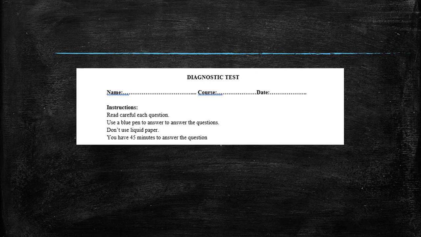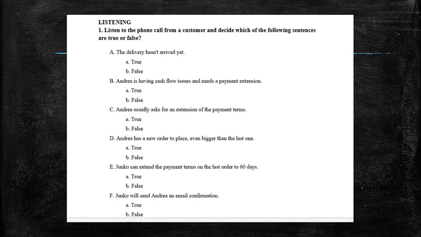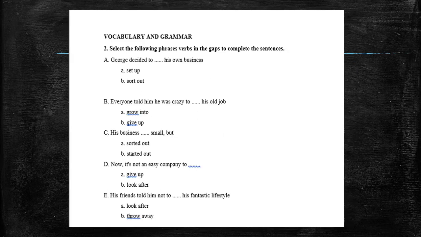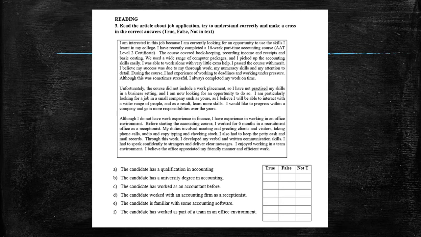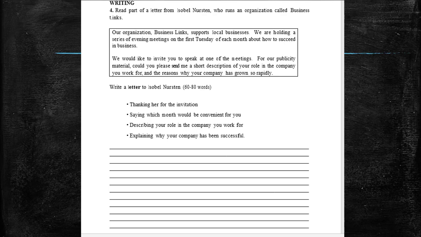First, we have the personal information of students and the instructions. We have to be clear in this part for students to avoid any misunderstanding. Then we have a listening part in which students have a multiple choice option and have to choose the answer. Then we have the vocabulary and grammar section in which they have to decide which option best fits in the gap. After that, they have the reading part in which they have to read the text and select true or false. Finally, we have the writing part in which they have the instructions, the number of words, and the main points they must include in the letter.